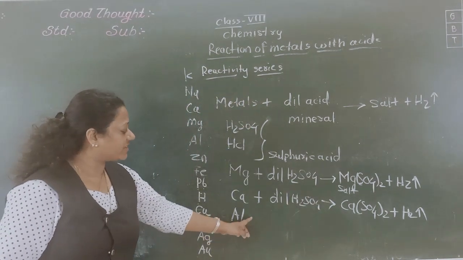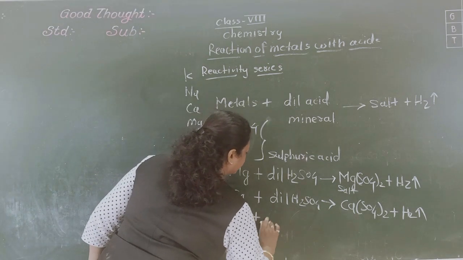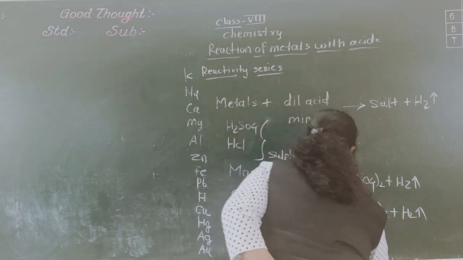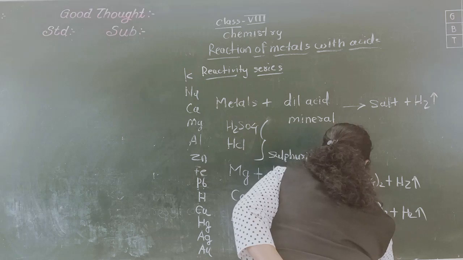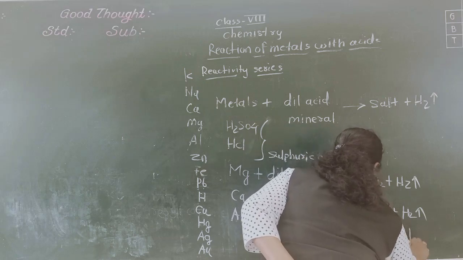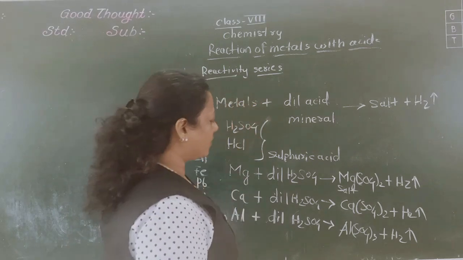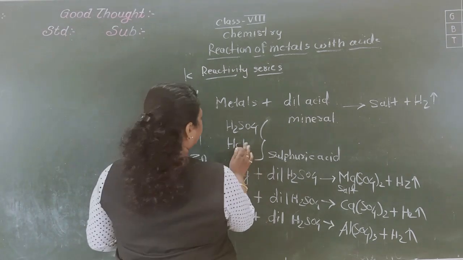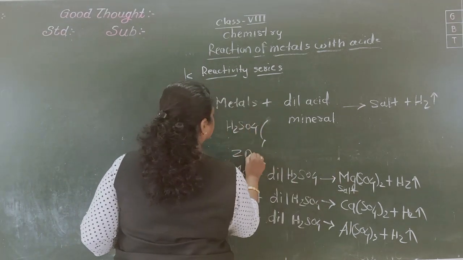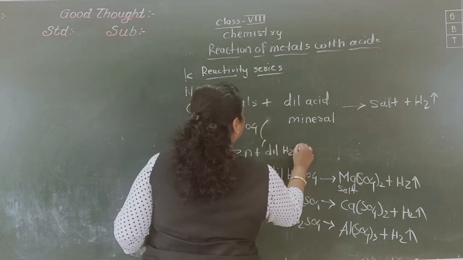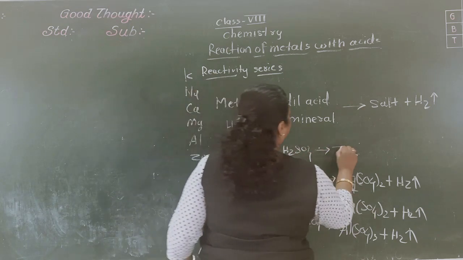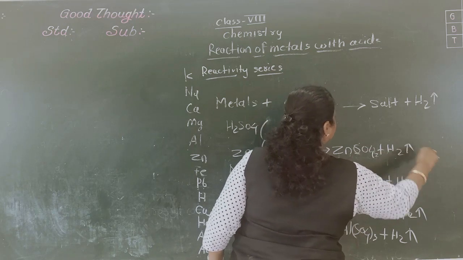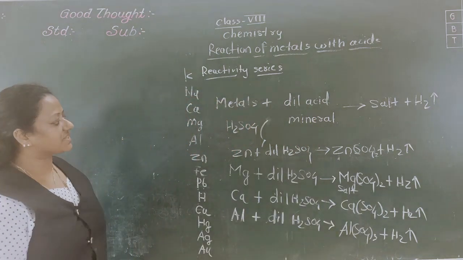Aluminium, if it reacts with dilute sulfuric acid H2SO4, then aluminium sulfate will get formed: Al2(SO4)3 plus H2. Understood? Al2(SO4)3 will get formed. Aluminium sulfate will get formed. If you react zinc plus dilute H2SO4, then ZnSO4 plus H2 gas will get released. H2 gas will get released.